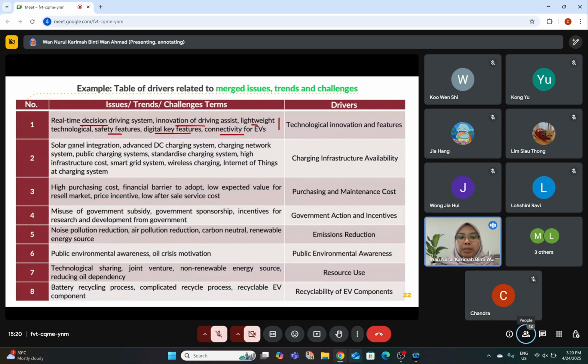Okay, so the same way is applied for the rest of the issues, trends and challenges. When we merge them and try to come up with the specific terms, the main drivers, before we identify the most important ones, the ones that have the highest impact, the ones that have the highest uncertainty, that could cause the most uncertainties to the development, to the adoption, to the use, to the success of a certain technology. So it depends on the topic that you are studying.